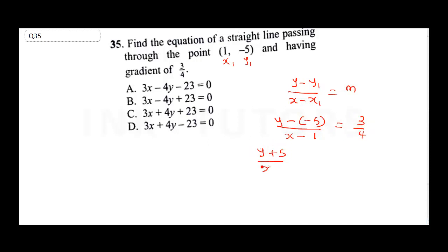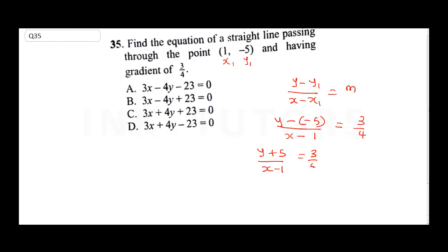1, minus 5 and having a gradient of 3 over 4. Now, in solving this type of question, you need to understand that this one is going to be your x1 and this is going to be your y1. Now, you need to understand that the equation of a gradient is y minus y1 over x minus x1 is equal to m. Now, y minus our y1 is minus 5 and our x minus our x1 is 1 is equal to m, which is what, 3 over 4. So this means y plus 5 over x minus 1 is equal to 3 over 4.